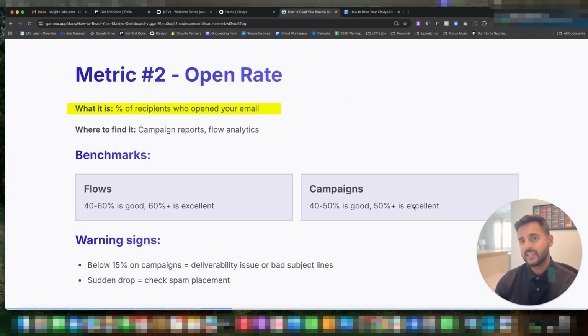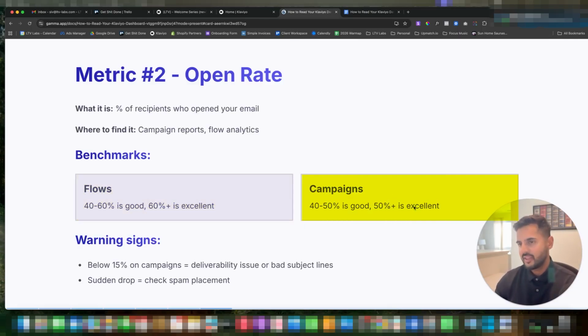So what it is, it's the percentage of recipients who've actually opened your email. And the way that you're going to find it is you're going to be going into your campaign reports or even your flow analytics. So the benchmarks for flows in terms of open rate is 40 to 60% is where you want to aim for, which is considered good. Anything above 60% is considered really, really good. I consider it excellent, right, on the flows.